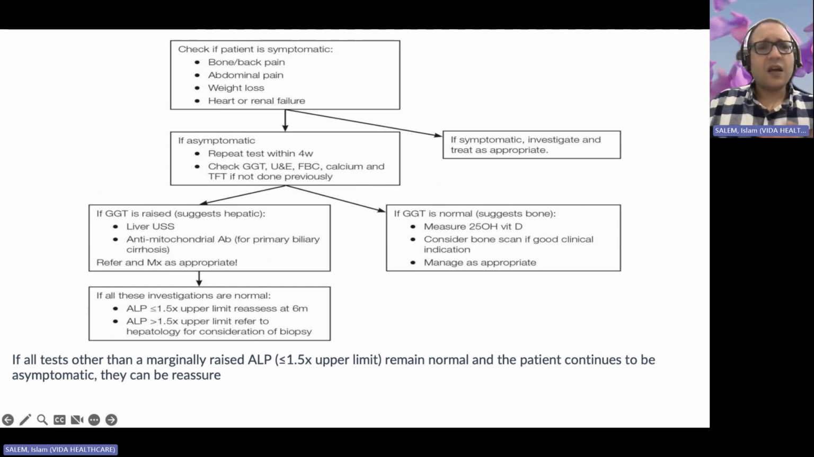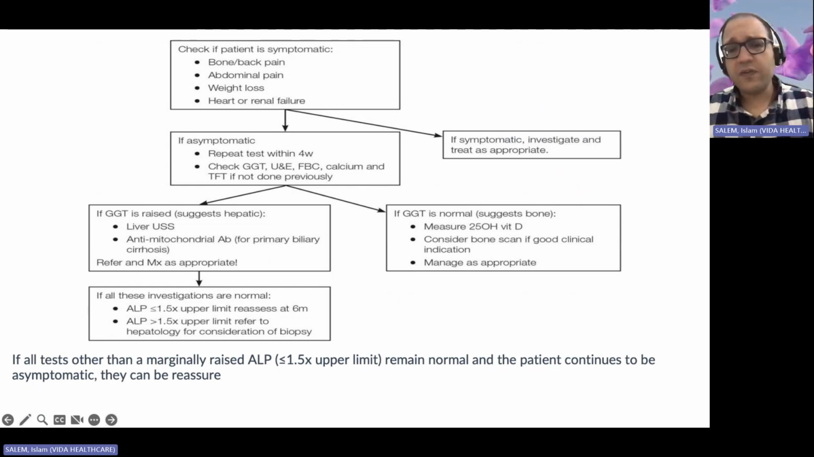If the GGT is high, that gives us a sure sign that it might be the liver. If the GGT is normal, then it means that there is a problem in the bone pathology. Liver-wise, we'll do an ultrasound to make sure that there is no structural deformity or structural anomaly in the liver, and then anti-mitochondrial antibodies to exclude primary biliary cirrhosis, and then you would refer according to the results.